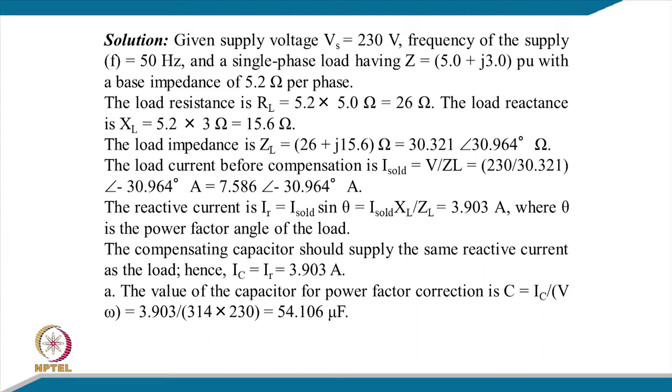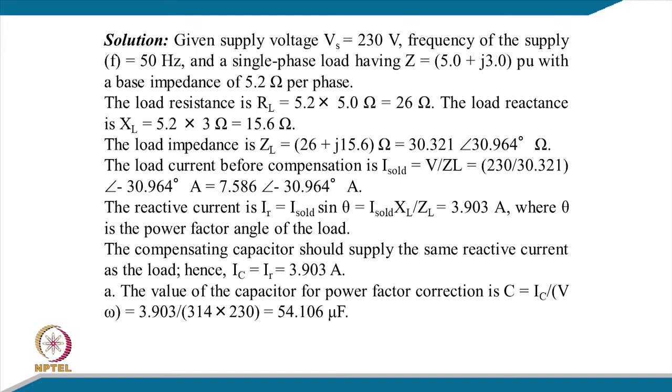should be equal to the reactive current of the load, that is 3.903 ampere. So, the value of the capacitor for power factor correction, because the load is inductive, so the compensator should be capacitive. So, it will be C equal to IC upon V omega, because V omega C equal to IC. So, C you can calculate from IC upon V omega.